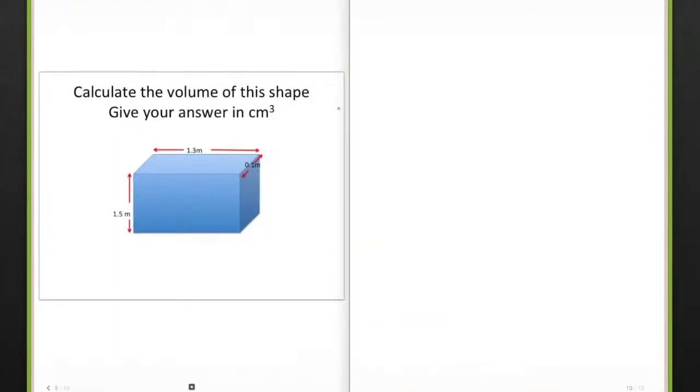Calculate the volume of the shape. Give your answer in centimetres cubed. Be aware that the measurements are currently in metres. We always convert first. So 1.3 times 100 is 130. 0.1 times 100, well, times 10 would be 1, so times 100 is 10. 1.5 times 10 would be 15, so times 100 is 150 centimetres. And we're just going to multiply these numbers together.